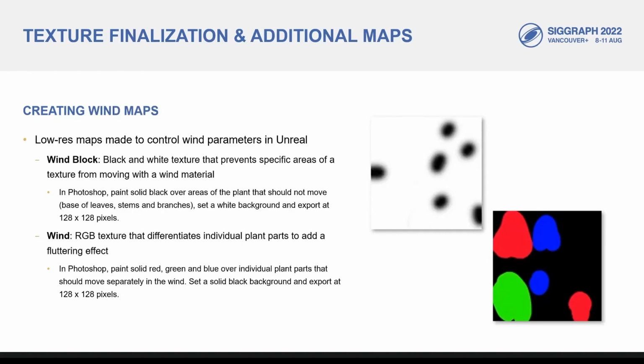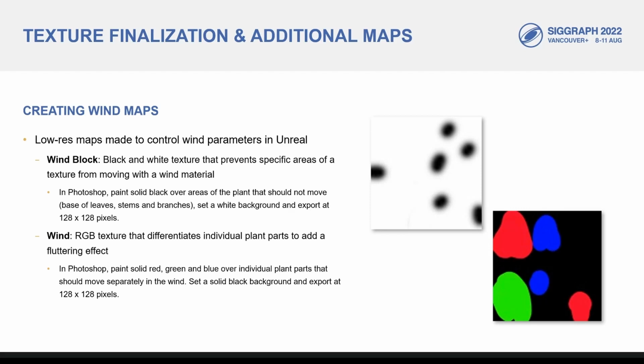The last couple of maps that we need before we can start working in Unreal, in our case, are our wind maps. They're based on a material we've created in Unreal. They're really low res, just basically some data to feed into our material. And the first one is our wind block texture, which is just a really simple black and white texture that prevents the UVs of the color map from moving around with our wind material. So essentially we're just painting black over areas that we don't want to kind of sway in the wind. And we just take our texture, our color map, make it 128 by 128, and paint over with black.